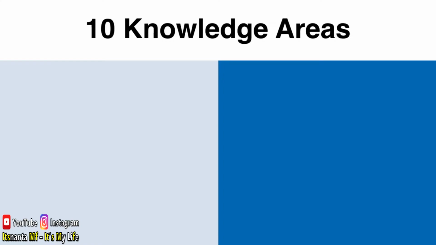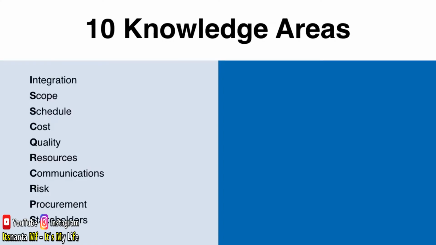So just as a quick recap, the 10 knowledge areas are integration, scope, schedule, cost, quality, resources, communications, risk, procurement, and stakeholders. And the phrase that we can use to memorize the 10 knowledge areas is: I saw 6 cars quickly rip Carol's rear passenger side. And as you can see, the first letters of this phrase begin with the same first letters as the 10 knowledge areas. And by memorizing this, it will make it so much easier for you to remember what the 10 knowledge areas are.